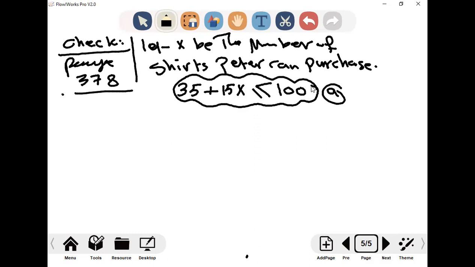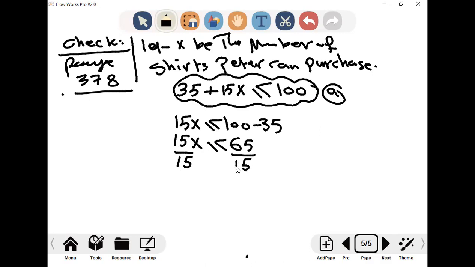Let's solve it quickly. In part B, 15x less than or equal to 100 minus 35, right? 15x less than or equal to 65. Divide by 15 on both sides. Right? So it is 4.3 rounded.